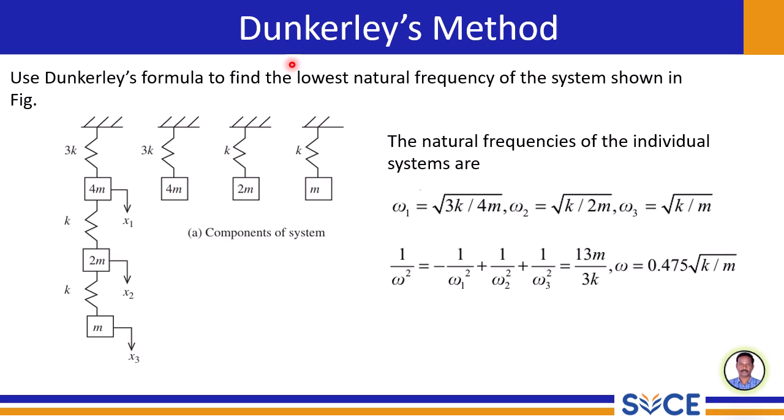So we calculate the natural frequencies of the individual mass spring systems, then sum the reciprocals of the squares to find the reciprocal of the square of the approximate lowest natural frequency of the combined system. This example shows how Dunkerley's method provides a relatively simple way to estimate the fundamental frequency of a multi-degree of freedom system.